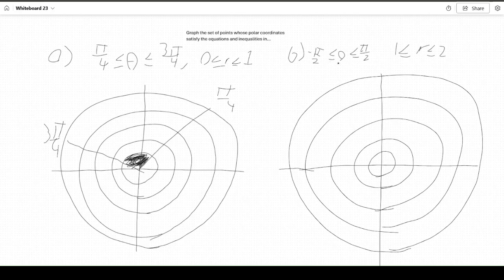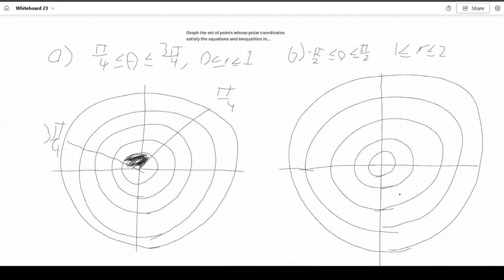And here, for part B, we're going from negative pi over 2 to pi over 2, and the radius is going to be from 1 to 2. So in this situation, we're not going to use this. We're going to use this part because this is 1, this is 2. The radius is going from 1 to 2. So now we have to find the angles. Our negative pi is going to be here, and our pi over 2 is going to be here.